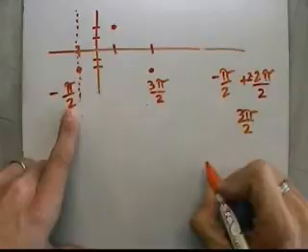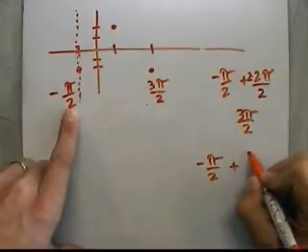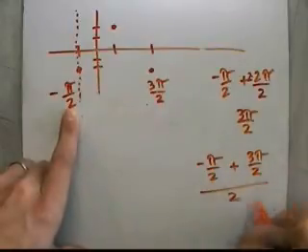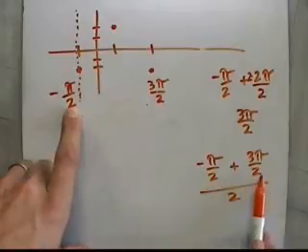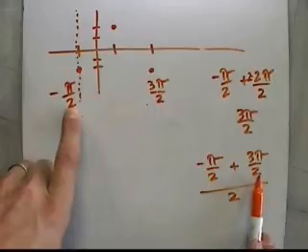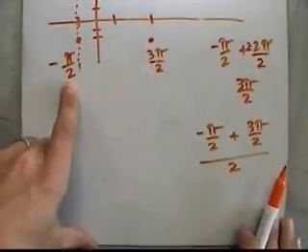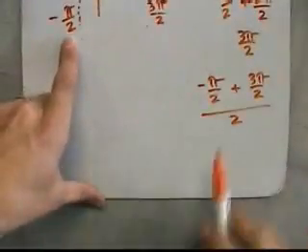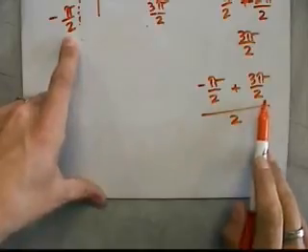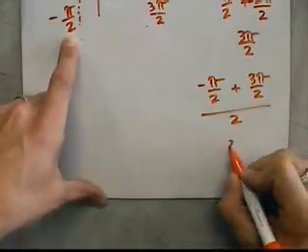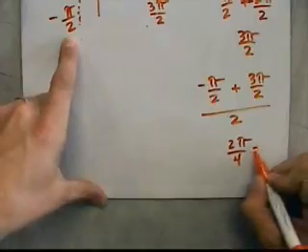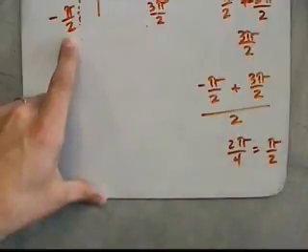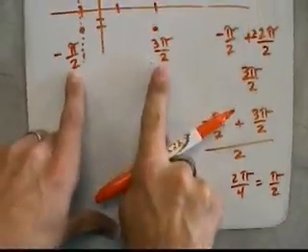So I'm going to slide this up here. If I go negative pi over 2 plus 3 pi over 2 and then divide that by 2, that's the average of those two, right? This would be 2 pi over 2. Add this together, I get 2 pi over 2, divided by 2, which is 2 pi over 4, which would be pi over 2.